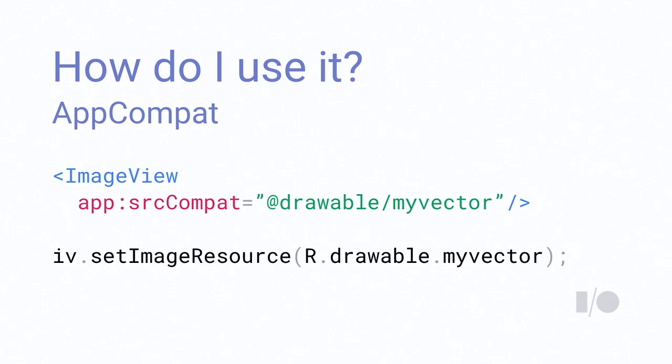We have a couple of ways of using it within AppCompat. We have a new attribute on ImageView called srcCompat, which basically supersedes android:src. It allows vector drawables all the way back to API 7 for the static versions and 11 for the animated versions. We've also overridden the setImageResource method, so if you're using that API anyway to set drawables, you can use vector drawables back to the same API levels.